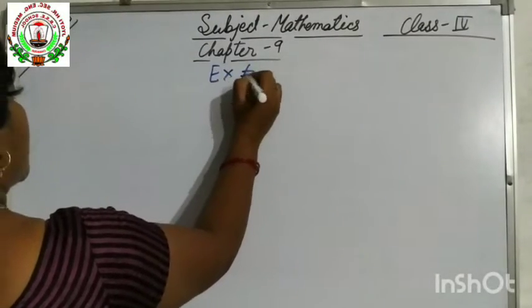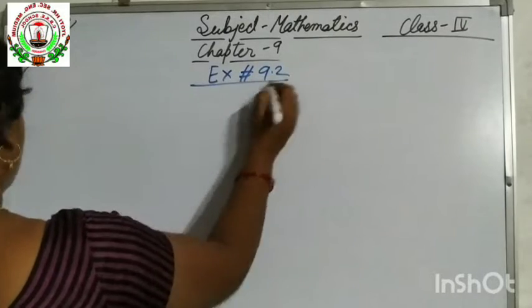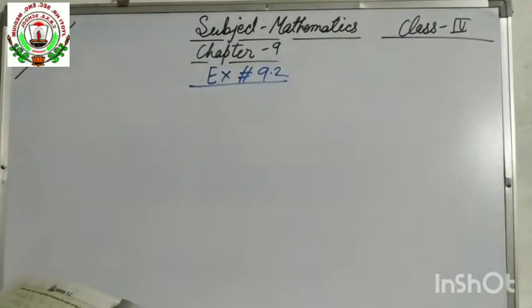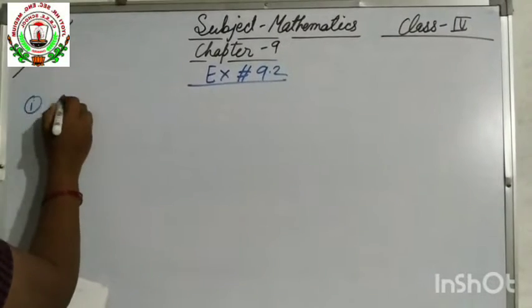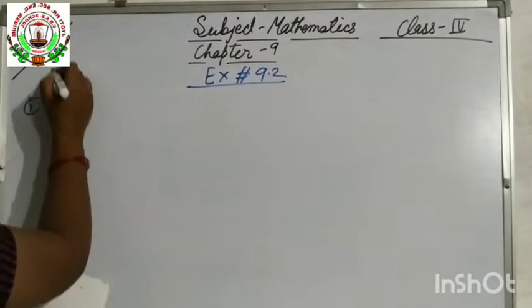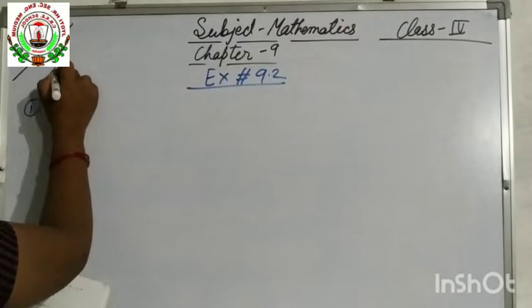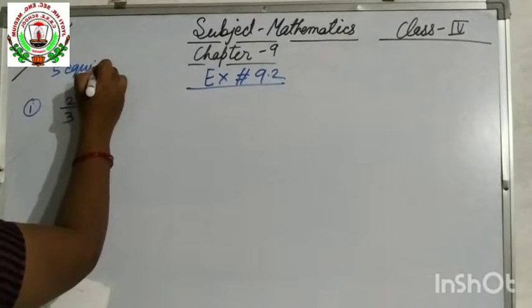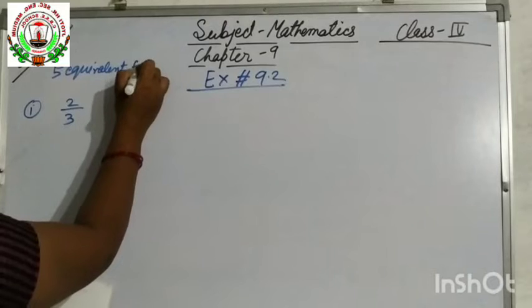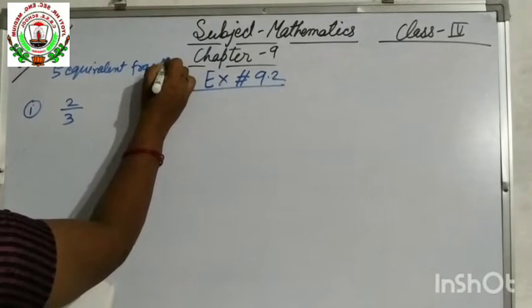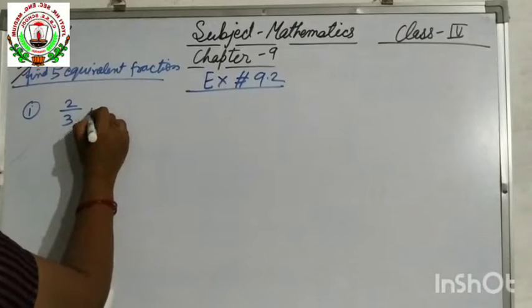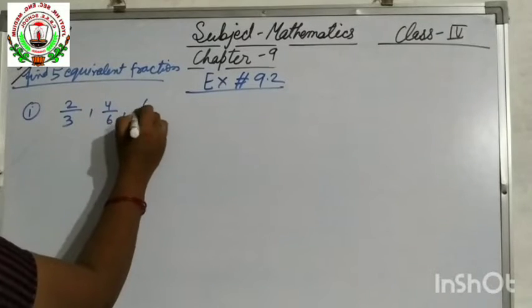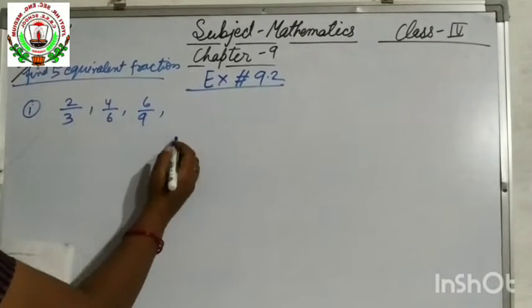Now in exercise 9.2, question number 1 is: write down the next 5 equivalent fractions for each of the following. 3 fractions are already given. We have to find 5 equivalent fractions. 2 by 3, then 4 by 6, then 6 by 9. Easy it is.